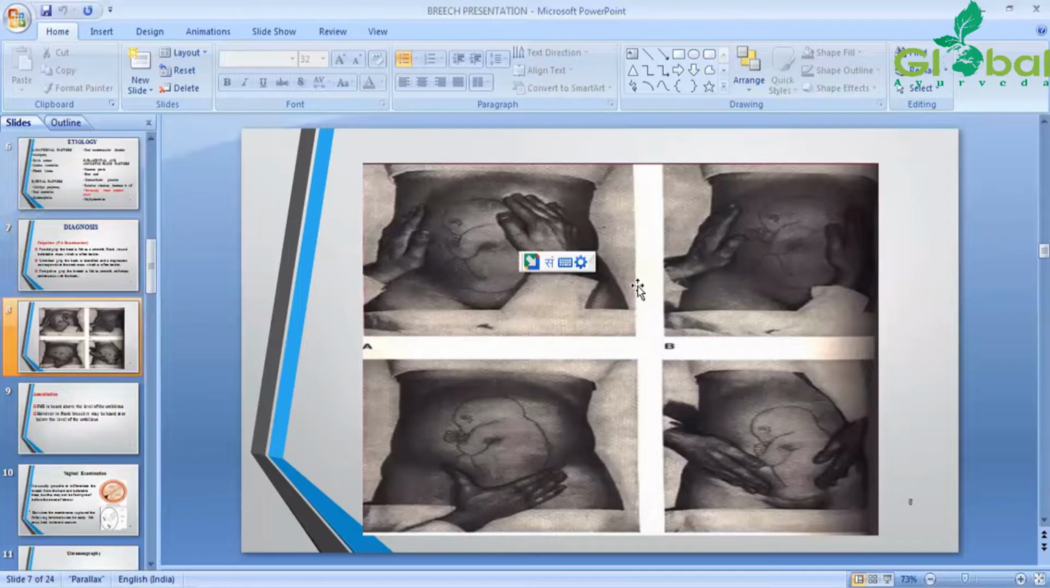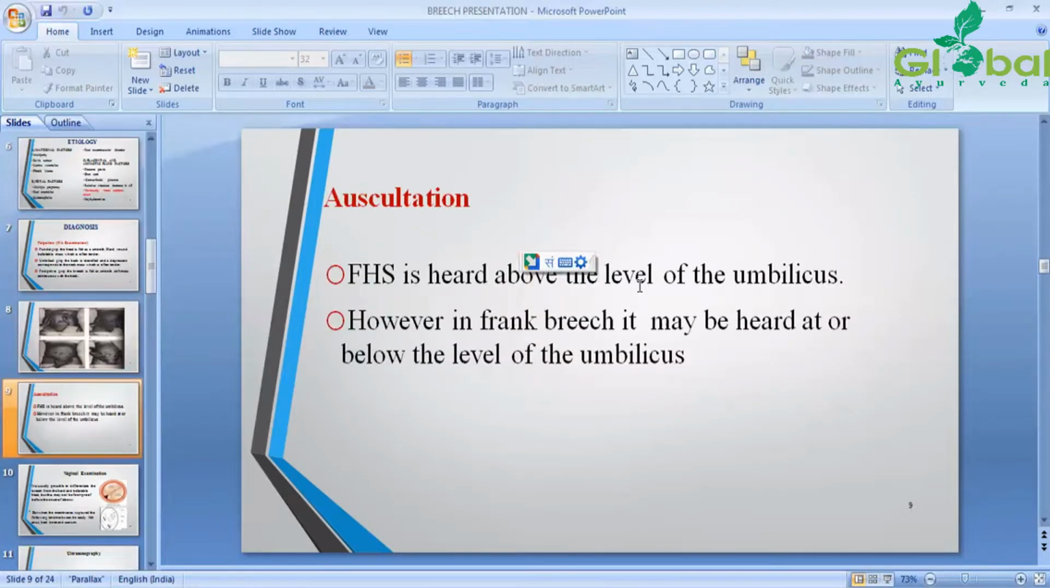This is a picture showing the fundal grip, the umbilical grip, and the pelvic grip in the case of breech presentation. Then coming to auscultation, in the case of breech presentation, the fetal heart sound will be heard above the level of the umbilicus.